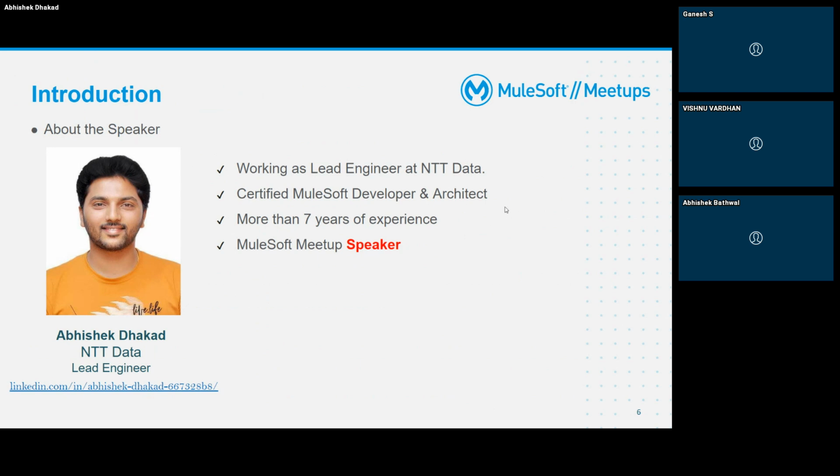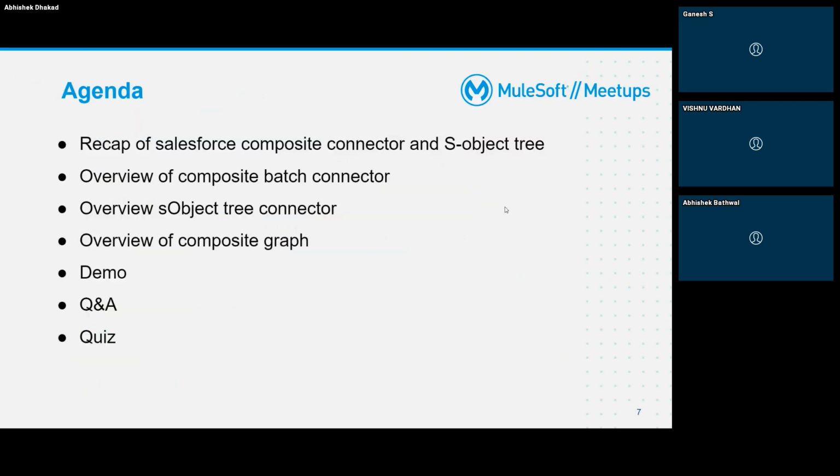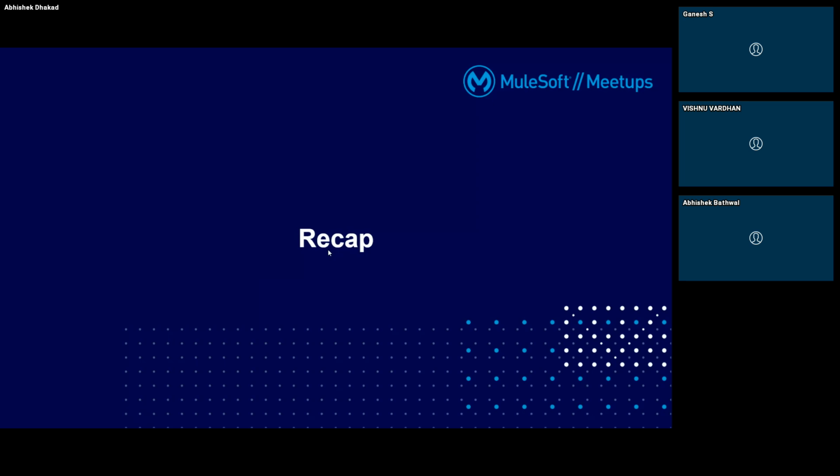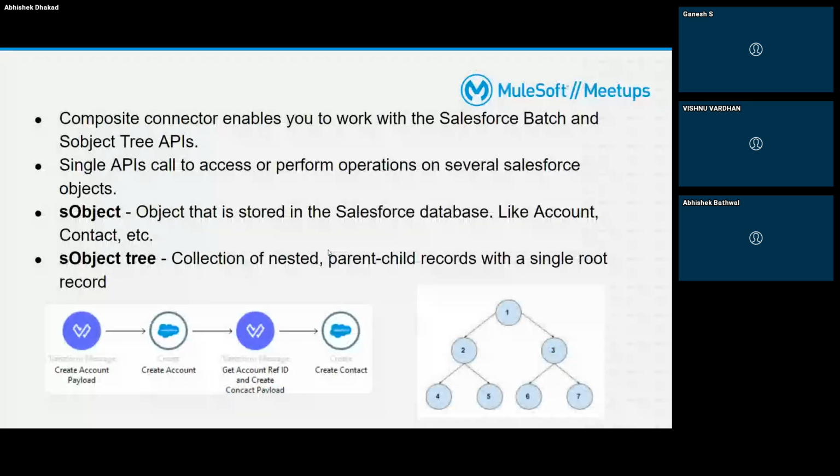So let's start with today's topic. The agenda of today's meetup is, since this is MuleSoft meetup part 2, first we will do the recap of Salesforce Composite Connector and S Object, which we covered as part of part 1. Then we'll start today's topic, which is Composite Batch Connector, then S Object Tree Connector, Composite Graph. We will have the demo, question and answer, and then a quiz. So let's start with the recap.